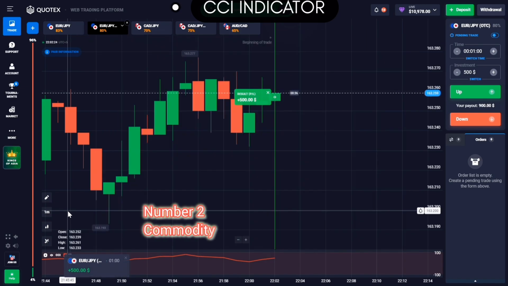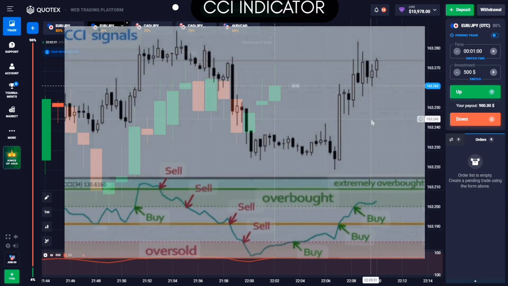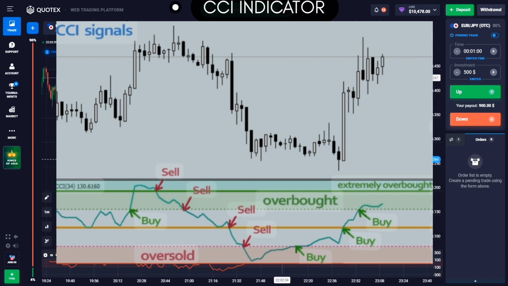Number 2. Commodity Channel Indicator Strategy. Trading strategies using CCI. 1. Overbought and oversold strategy. Buy when CCI crosses above -100, oversold area. Sell when CCI crosses below +100, overbought area.